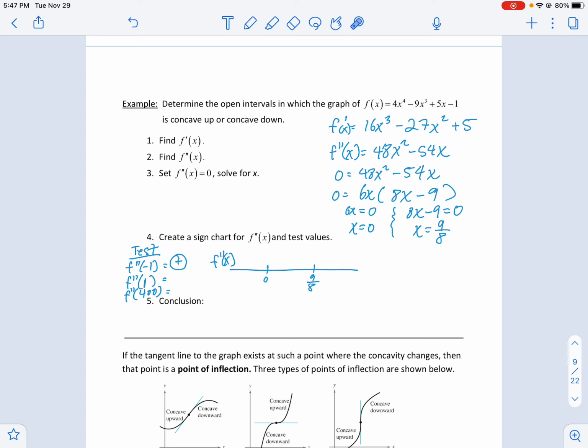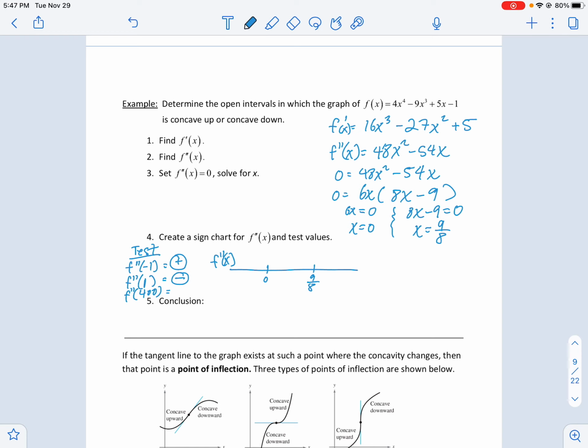Okay, so I'm going to plug in 1 into my function, and I'm going to see that I get a negative answer. Okay, so if you don't understand how I'm doing this, pause the video and see how I got this negative answer without having to actually plug it in. Okay?